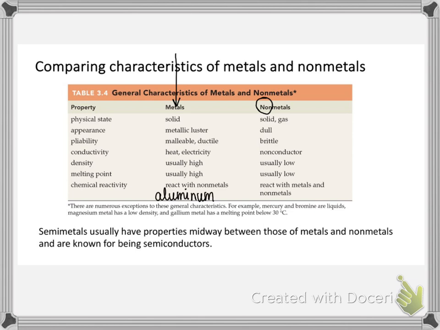Pliability, they're brittle, so you can't shape them and form them into wires. They are nonconductors, which means they don't like to conduct heat or electricity. Another word for something that does not conduct is an insulator. Their density and melting points are usually lower, and nonmetals will react both with metals and with other nonmetals. So they have a little more reactivity in terms of that. So those are the characteristics.